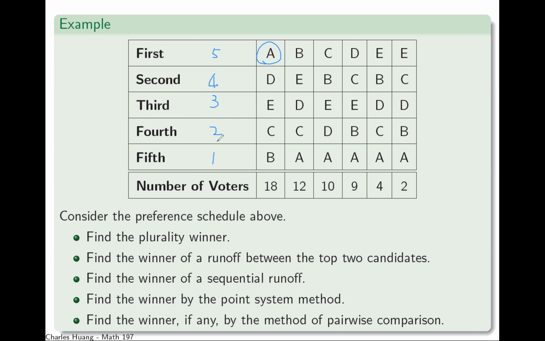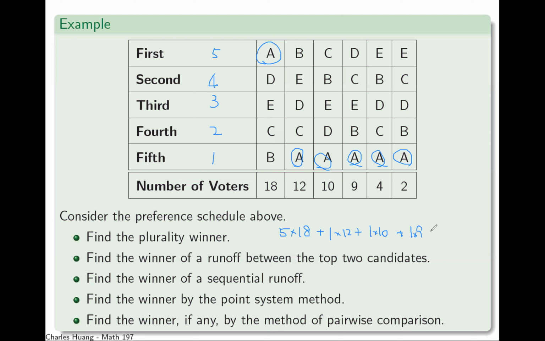Because we have 5 different choices here, if it comes in first, that's worth 5 points. So 18 people will get 5 points each to A. Now, A is not well liked by the other people. Each of them gets 1 point in that position. Each vote gets 1 point in the 5th position. So 1 times 12 plus 1 times 10 plus 1 times 9.